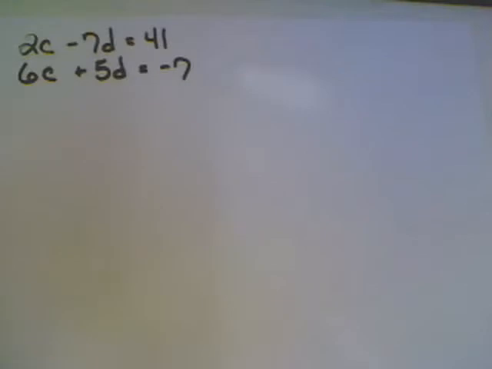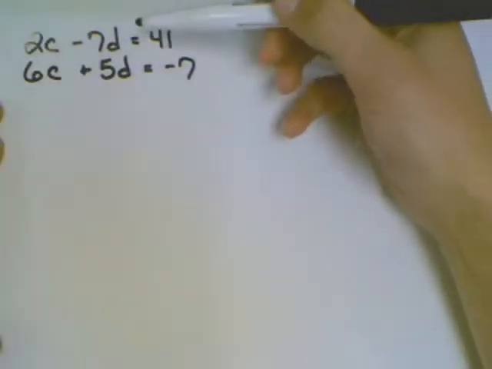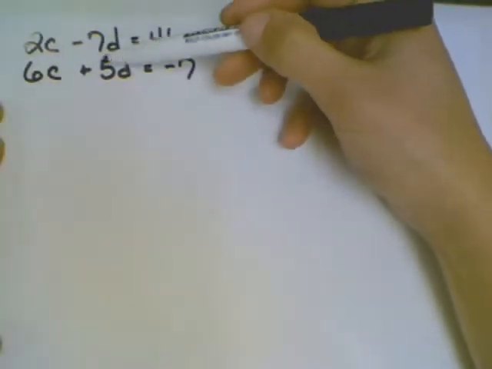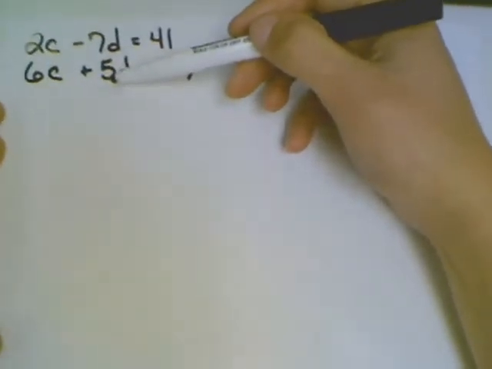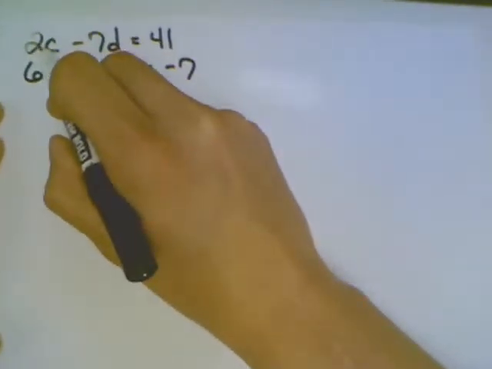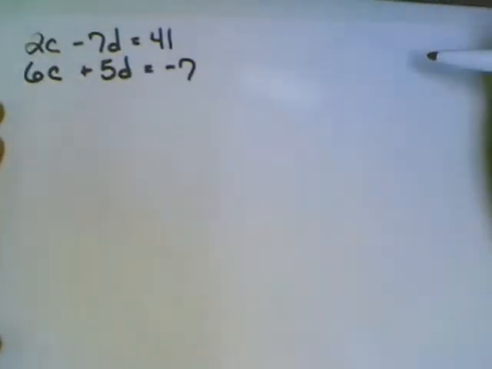Let's try the multiplication method again. I am looking to have the same coefficients for one of my variables. One needs to be positive and one needs to be negative. So if I look at the d's, 7 and 5 don't have much in common in terms of factors and multiples, but 2 and 6 do. If I multiply this by 3, I'm going to get 6, and that's going to be really helpful when I try to add the equations together.